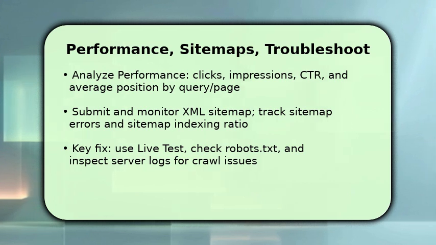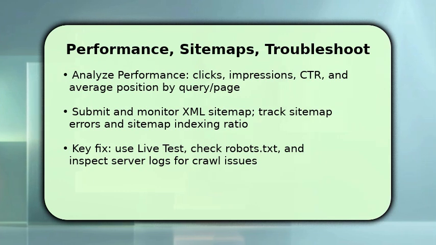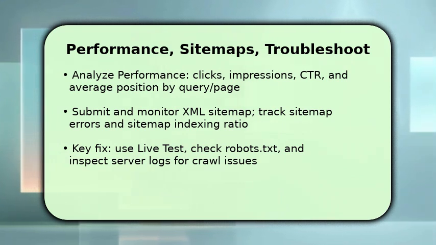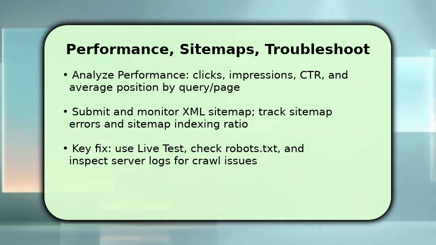Use the performance report to find queries and pages with low CTR or drops in impressions, then improve title and meta snippets and internal links. Submit an XML sitemap and watch its indexing ratio. Resubmit after major site changes.